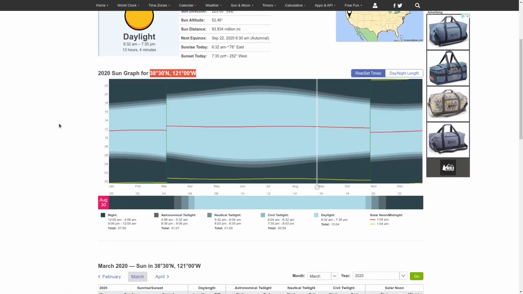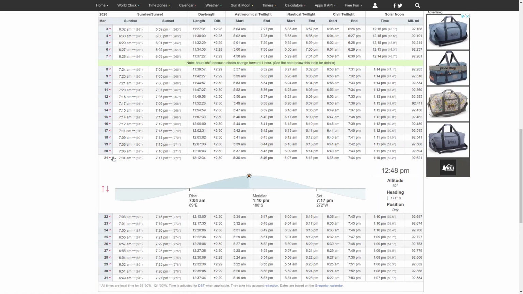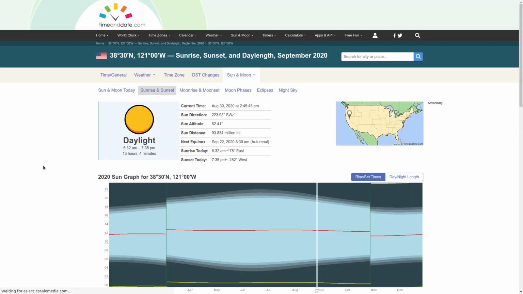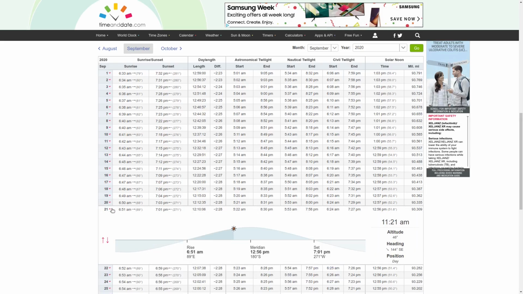So on March 21st, the sun comes up at 7:04, sets at 7:17 for about a 12-hour day, but every day we're gaining 2 minutes and 30 seconds. So around the time of the equinox, we're gaining 2 minutes and 30 seconds. Around the time of the September equinox, you can see another 12-hour, 10-minute day.